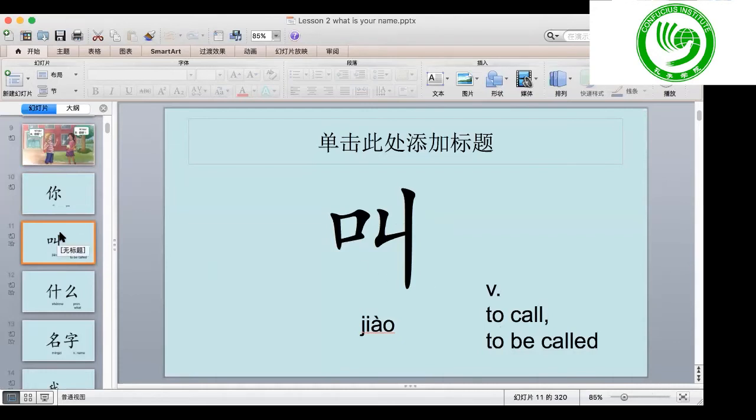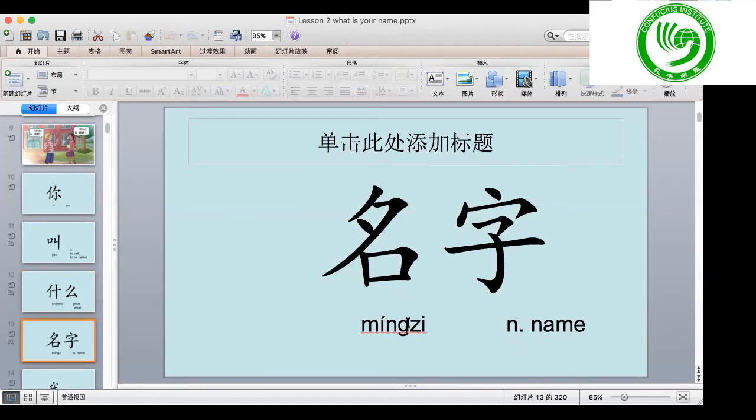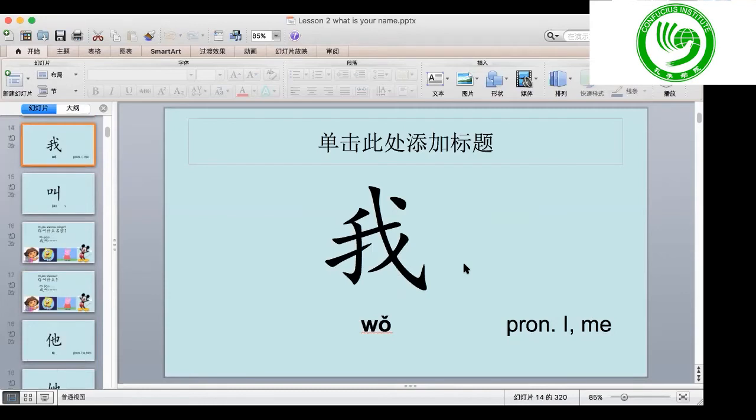Next one. 叫, 叫 is to call, to be called. One more time, 叫. Open your mouth, 叫. 很好, very good. Next one, 什么, 什么 means what? 什么, what? 很好. The next one, 名字. 名字 means name. 名字. Okay, next one, 我 means me or I. 我.